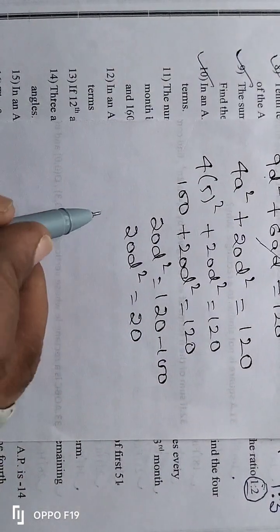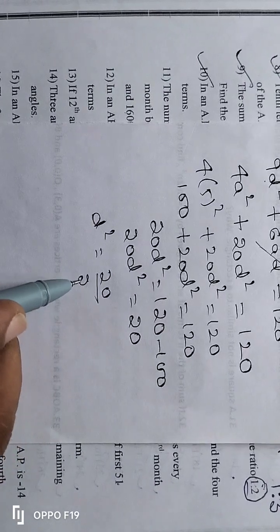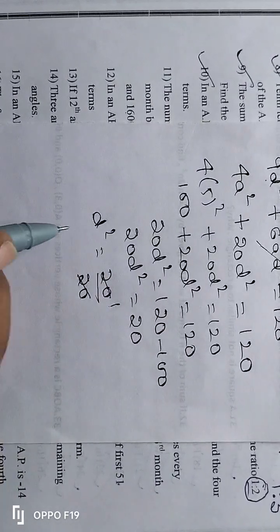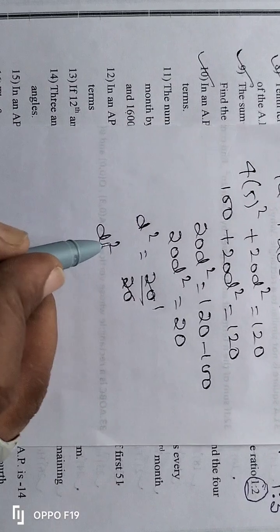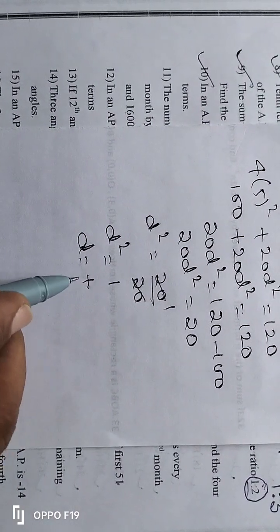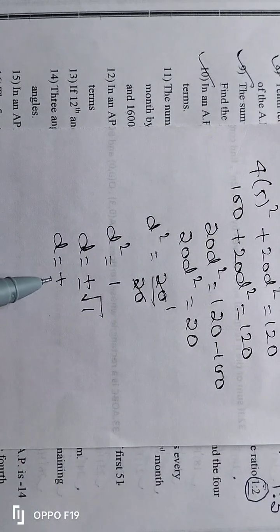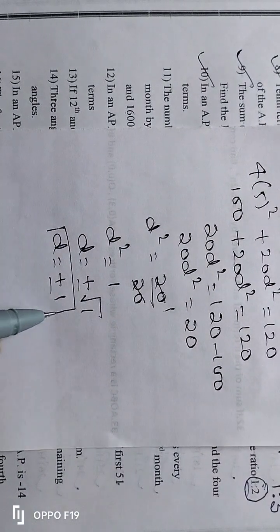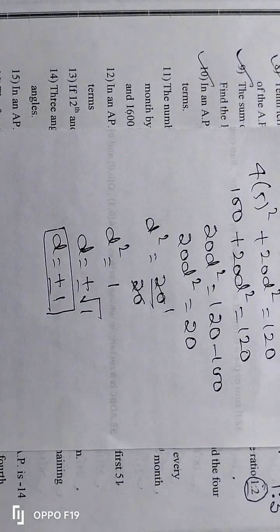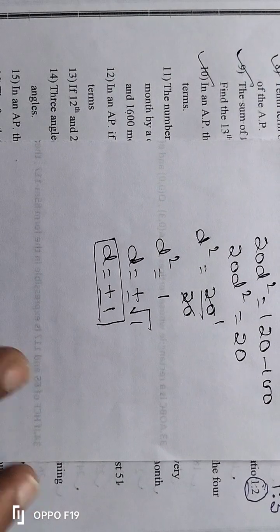Now let us bring this 20 to the denominator. So d square is equal to 20 divided by 20, which is 1. So d square is equal to 1, d is equal to plus or minus square root of 1. What is the square root of 1? It is 1. Now we got the value of a and d.